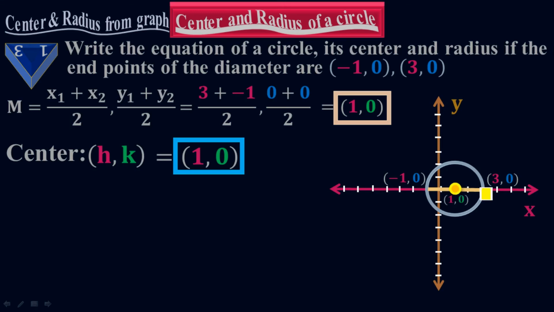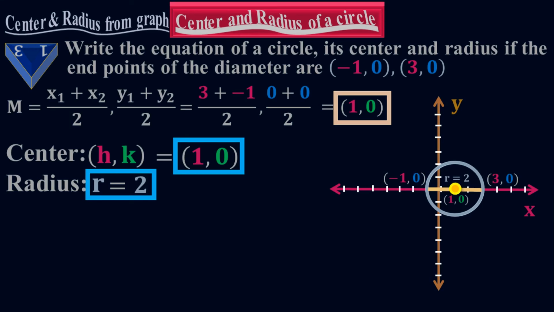Like 1 and 2, 1 and 2, 1 and 2. Everywhere this center of the circle is 2 points away from the border of the circle. Therefore, the radius of this circle will be 2. R equals 2. So I can write that radius equals 2. 2 is the radius of this circle. Now to write the equation of the circle, this is going to be the equation of the circle.